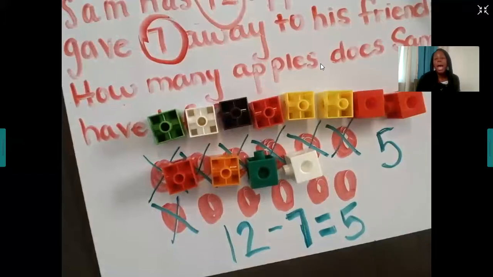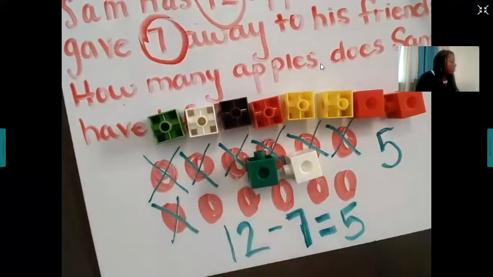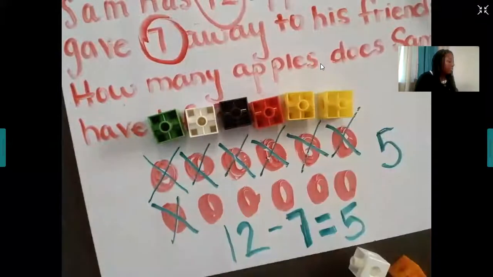And remember, how many did he give away to his friends? That's right, he gave away 7. So I'm going to take away 7 of my cubes. 1, 2, 3, 4, 5, 6, 7.